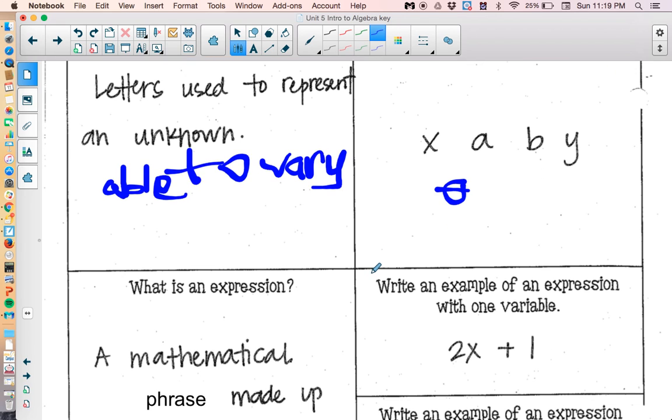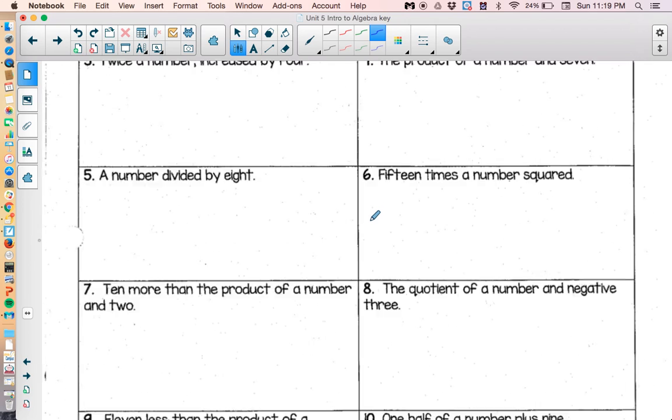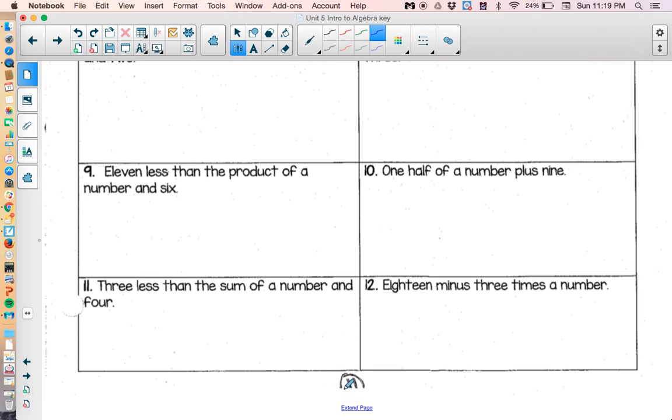theta. An expression is a mathematical phrase made up of numbers, symbols, and operations. There are no equal signs. Just like we said, equations have an equal sign, expressions don't. An example of an expression is 2x plus 1. Notice there's no equal sign. And an example of an expression that has 2 variables would be like 4a plus 3b minus 8. Please try to write your own example with 2 variables. And then you can go ahead and turn to the homework page. The homework page isn't until page 11, so you'll have to look in your packet for page 11.